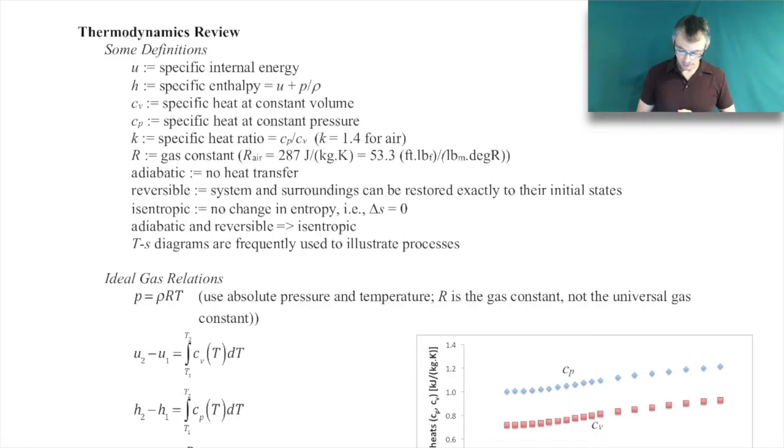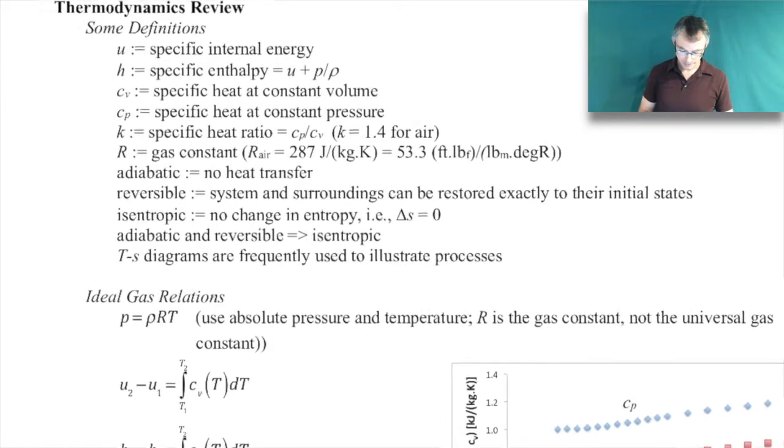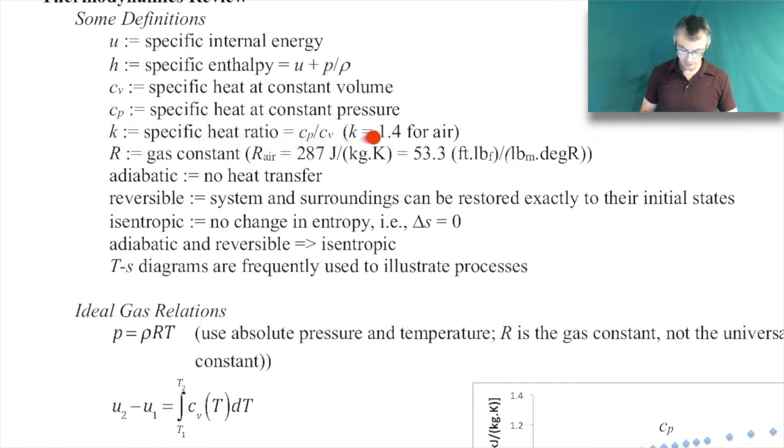First of all, let's talk about some of the basic definitions. Little u will be the specific internal energy. We have specific enthalpy here, which is just the specific internal energy plus the pressure divided by the density. The specific heat at constant volume, specific heat at constant pressure. The specific heat ratio you'll see a lot in our analysis here. So that's the C sub P over C sub V. And a number that's worth remembering is the specific heat ratio for air, equaling 1.4. So that's a number we'll use frequently, so try to remember that one.